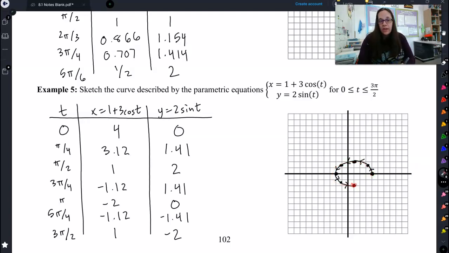Hopefully, you'll recognize this from your 1050 days as a portion of an ellipse. Back to conic sections, I know, and specifically it's 3/4 of the ellipse, 3/4 of the way around. That's not a coincidence because 0 to 3 pi halves is 3/4 of the unit circle radians. So that's why we see 3/4 of it there.